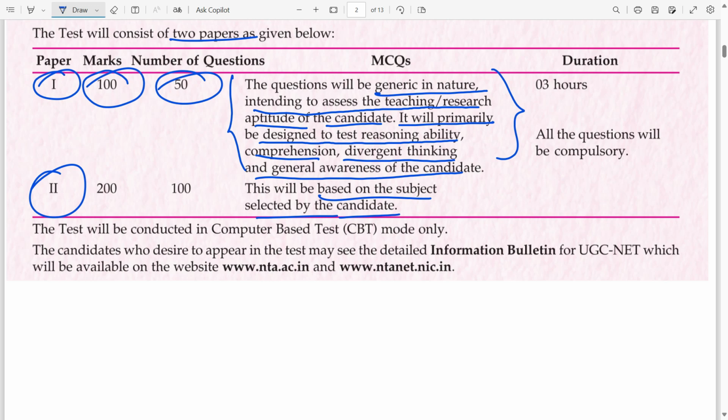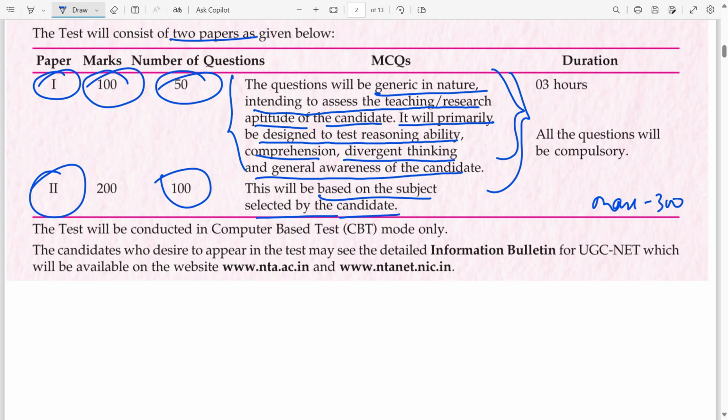So these 150 questions, where each question carries how many marks? 2 marks. So 100 questions, 200 marks. So how many total marks will there be? Maximum 300 marks. These questions will be generic in nature in the first paper, and the second paper will be specific, as selected by students.